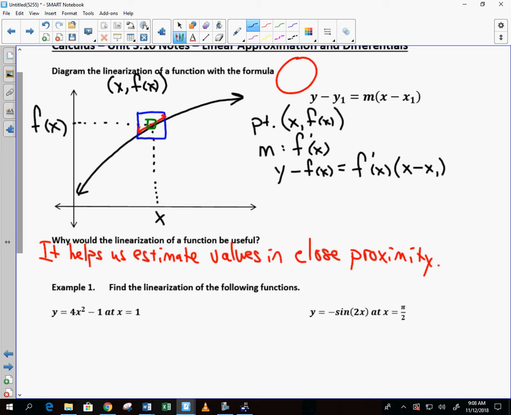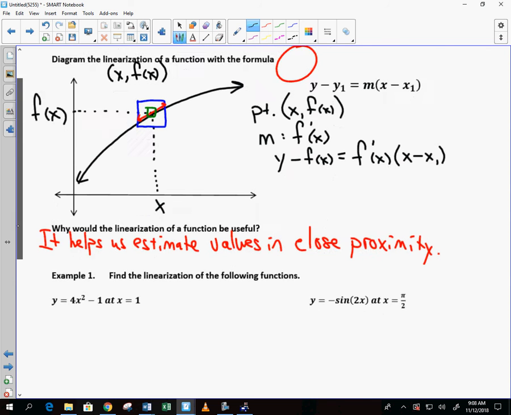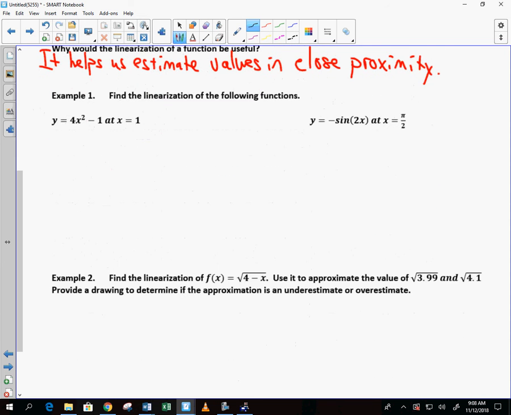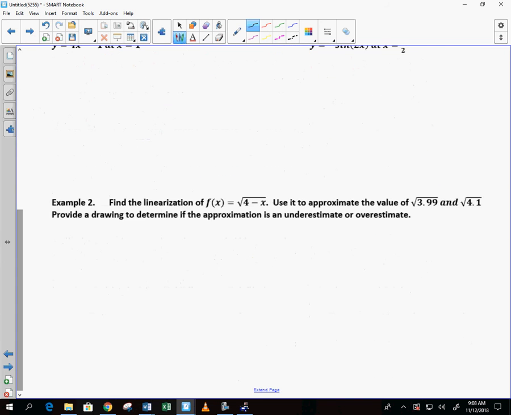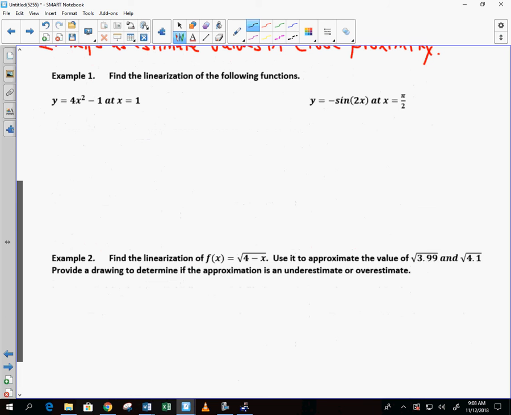Nothing new, right? So let's find the linearization of the following functions. And after that, let's apply it so we can understand what it would be used for, okay? Find the linearization of the following functions. Same thing we've always done. Identify the slope and a point on the line. Point on the line, yes. As opposed to?